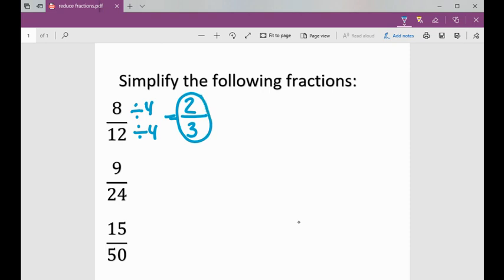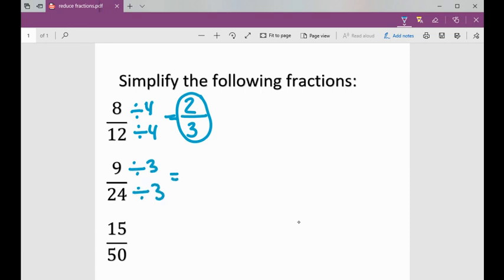Looking at the next problem, we have 9/24. So looking at this, we have an odd number and we have an even number. So I cannot divide both of these numbers by 2. The next number I'm going to think about is the number 3. I know that 9 and 24 are both divisible by 3. So I'm going to divide both of these by 3.